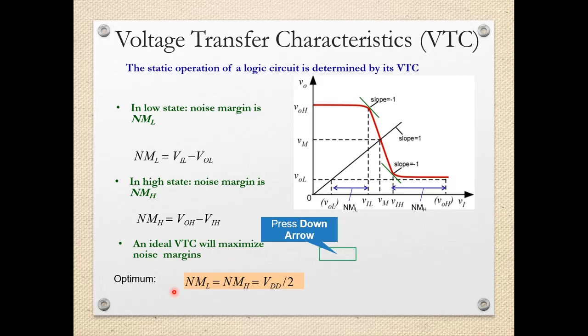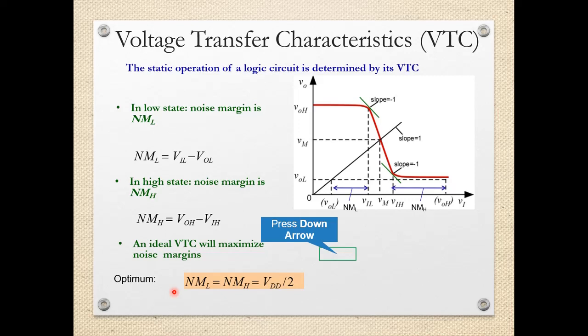In low state, the noise margin is NML. So what is this NML? That is nothing but VIL minus VOH. So this is the noise margin for the low state. So when the input is logic low, at that time output is logic high. So the margin between this low VOL and that VIH, the difference between the two is nothing but the noise margin.